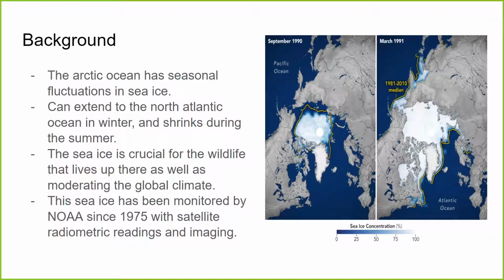The Arctic sea ice has seasonal fluctuations in the Arctic Ocean. We can see this in the graphical depiction off to the right here. It can extend down to the northern Atlantic Ocean in the winter, and it can shrink by a large margin during the summer. You can see on the right side, that is the maximum extent in March, and on the left side of the graphical depiction, you can see it shrinks significantly during the summer months.